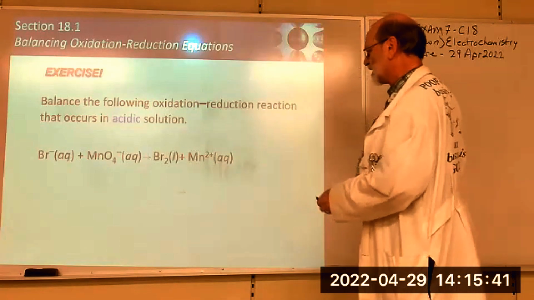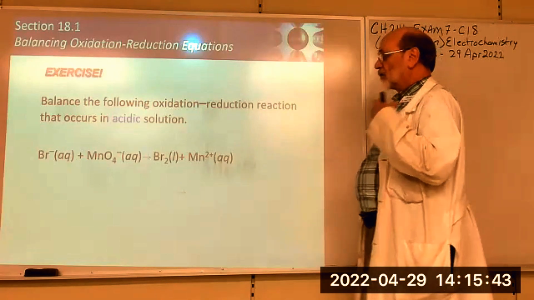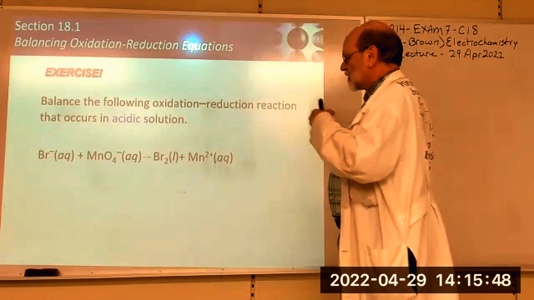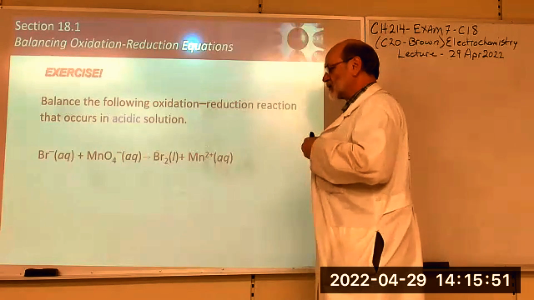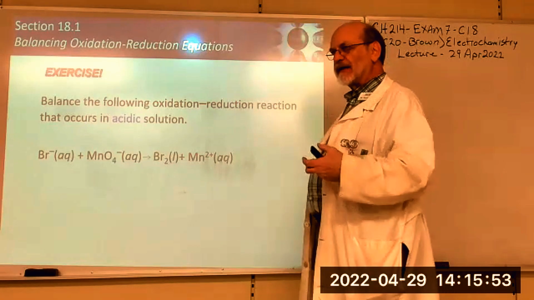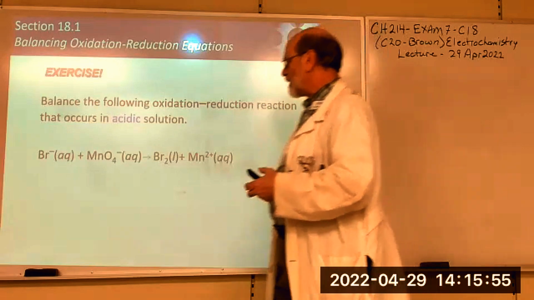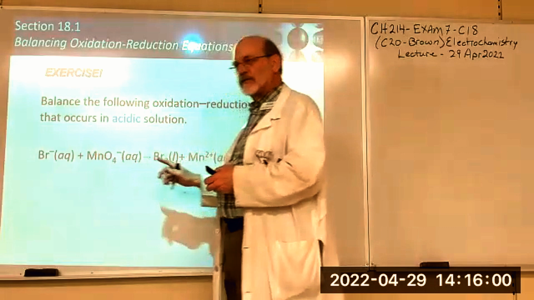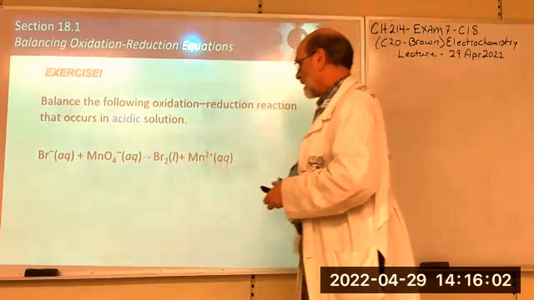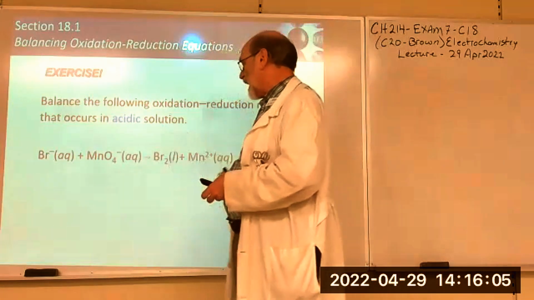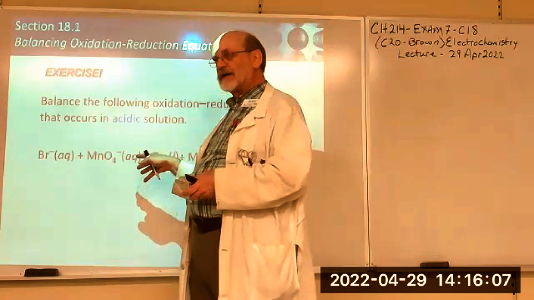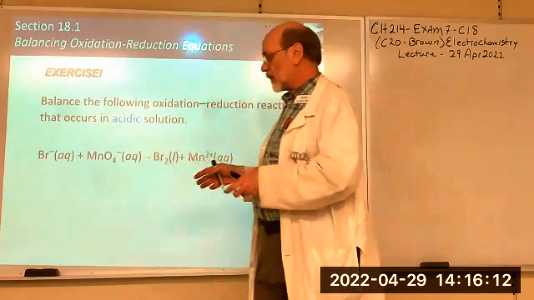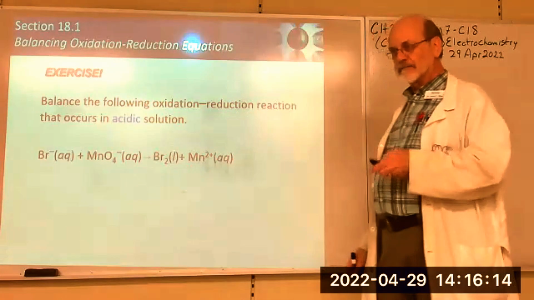Balance the following in acidic solution. Now, what you want to look for: in most cases, when it says balance in acidic solution, do you really need to split it into half reactions? If you've got hydrogen or oxygen floating around here, then yes, you will have to do half reactions. If there's no oxygen and no hydrogen on either side, then you don't need to do it this way. You can do it by the shortcut method that I'll show you in a minute.